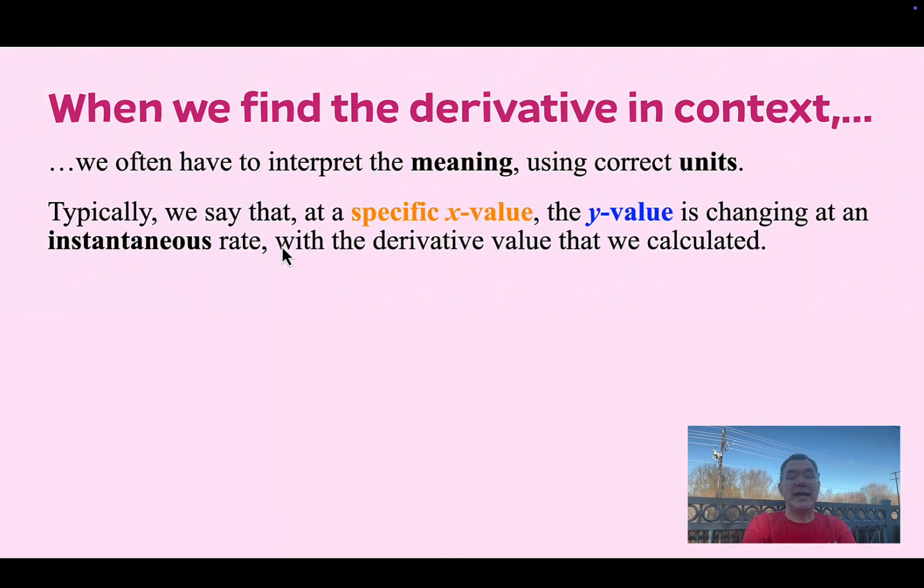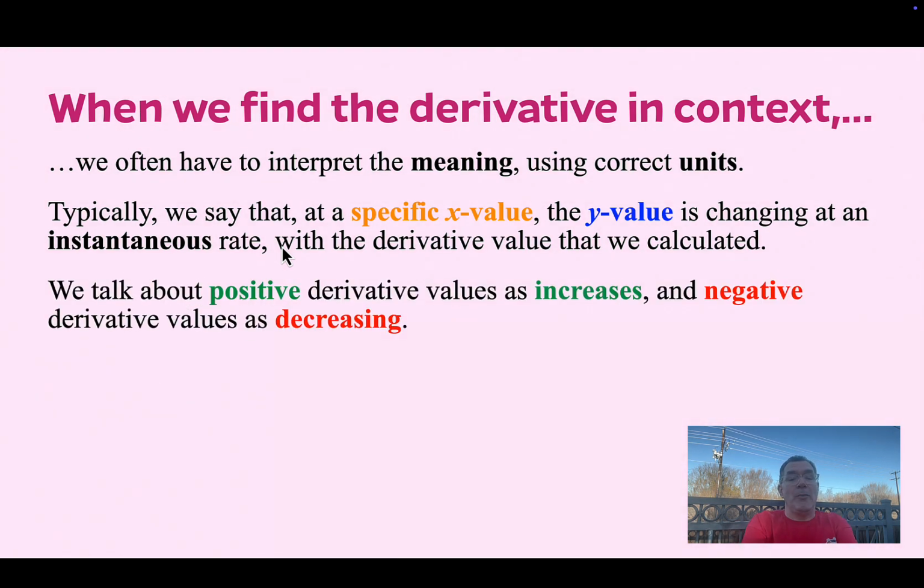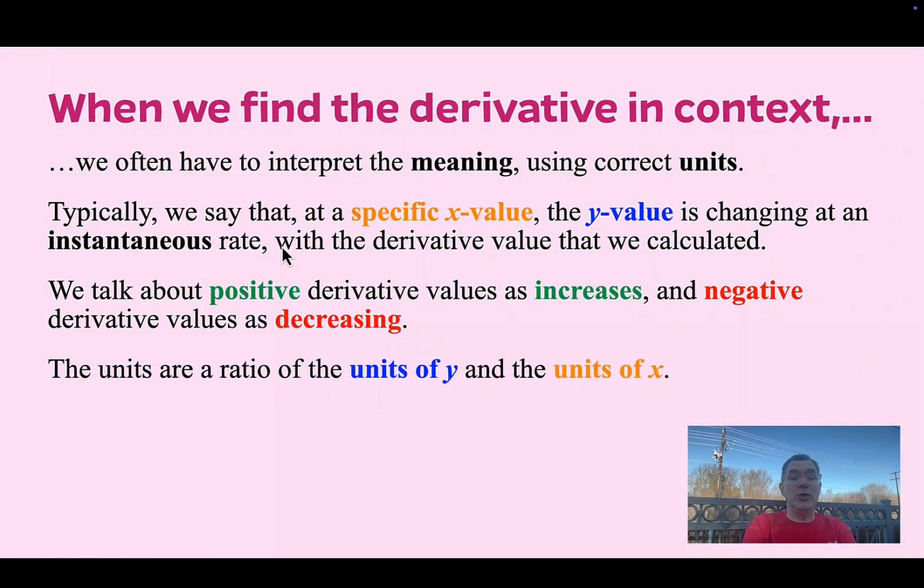And typically we say that at a specific x value, the y value is changing at an instantaneous rate, and we have to use that word, with the derivative value that we calculated. So we talk about positive derivative values as increases and negative derivative values as decreases. And then the units that we use have to be units of y per units of x.